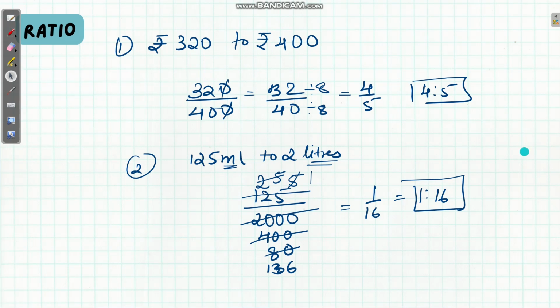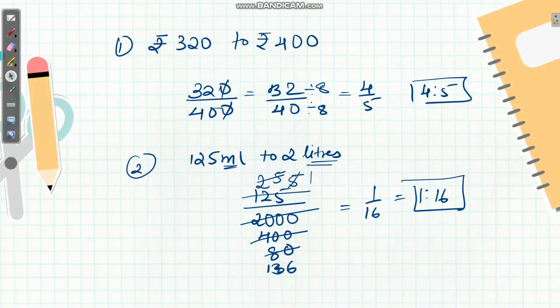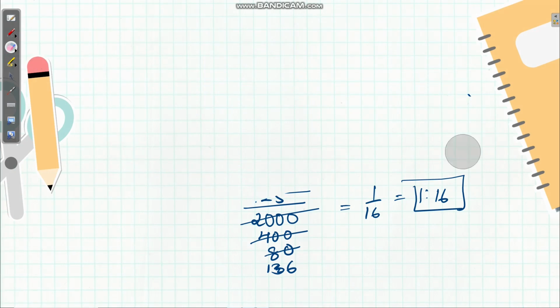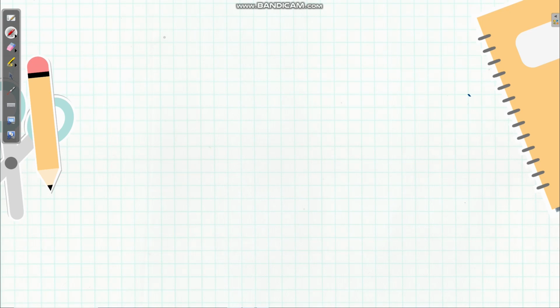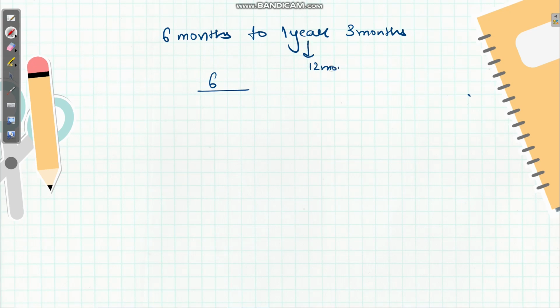Next question, let's solve a few more questions. Let's find the ratio of 6 months to 1 year 3 months. So 6 months I'll directly write down as 6, upon 1 year, which is 12 months, and this 3 months, that means in total there are 15 months. So I'll write 15 over here.